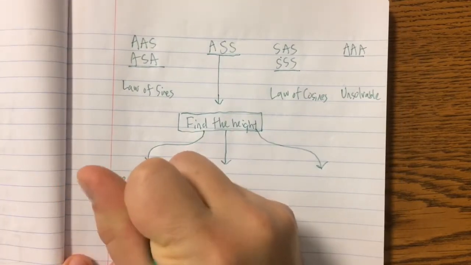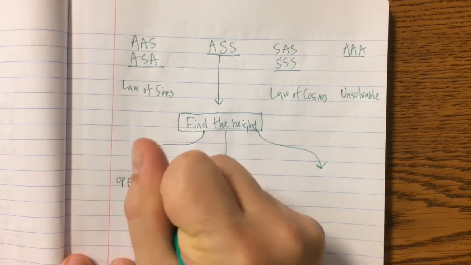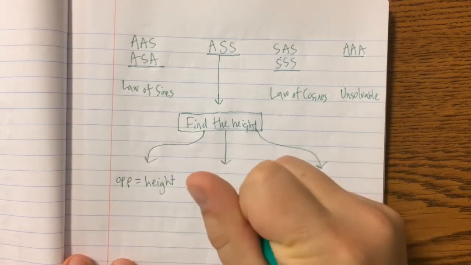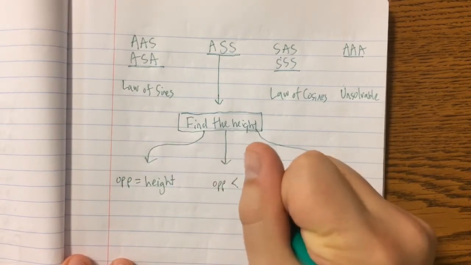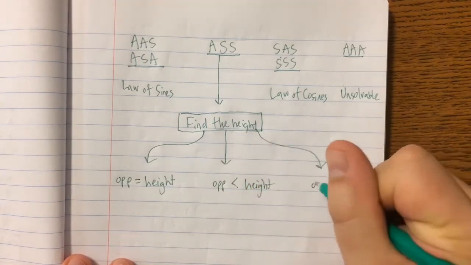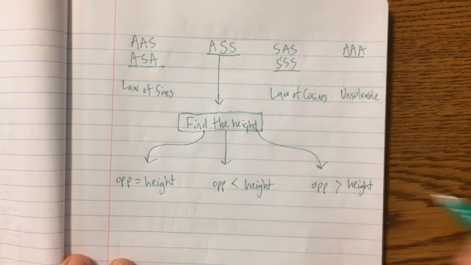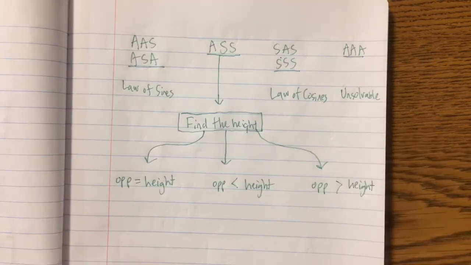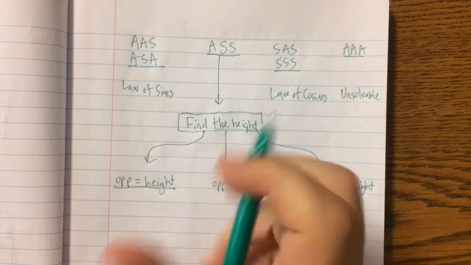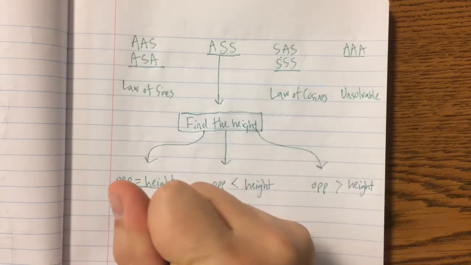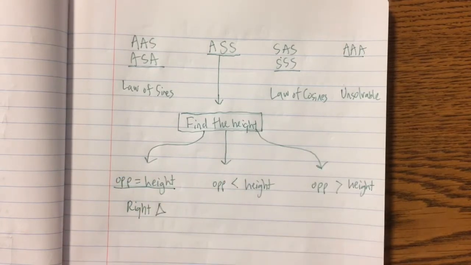Again, either the opposite side will be equal to the height, the opposite side will be less than the height, or the opposite side will be greater than the height. So if it's equal, that is the case where we have the right triangle. So you can use everything you know about right triangles, Pythagorean theorem.